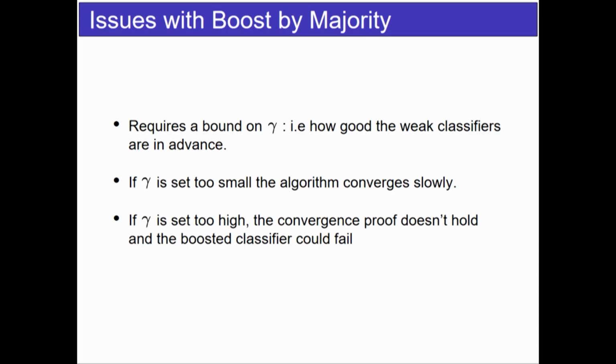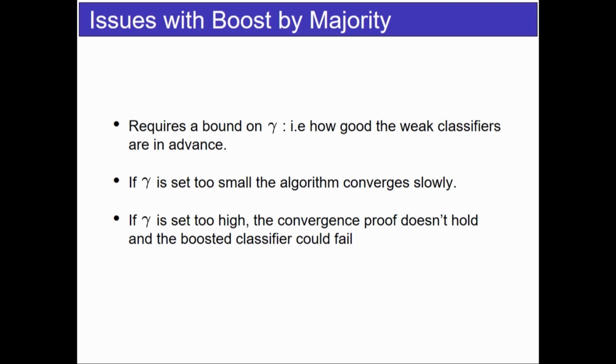Okay. So maybe I'll just introduce AdaBoost. What is the issue with boosting by majority? That's exactly the issue that Nikhil raised. So now you see that the algorithm actually uses gamma. What if you don't know gamma? Say somehow you know that gamma is greater than 0, but you don't know gamma. Then what would you do?